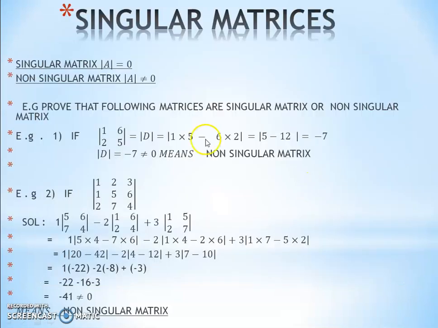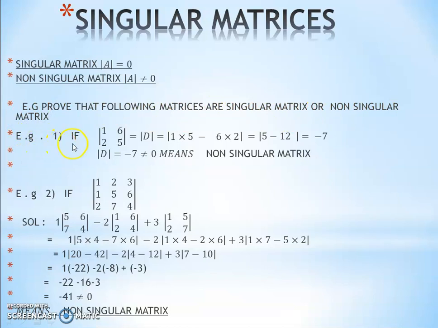Now we have to check: a singular matrix means determinant A is equal to 0. Then what is a non-singular matrix? Determinant A is not equal to 0. So we have to check an example first. The example: prove whether the following matrices are singular or non-singular.